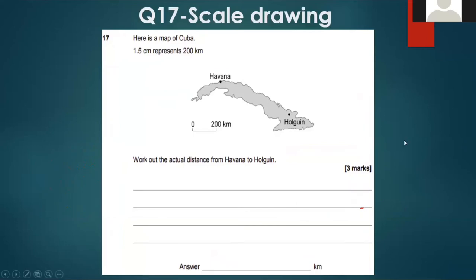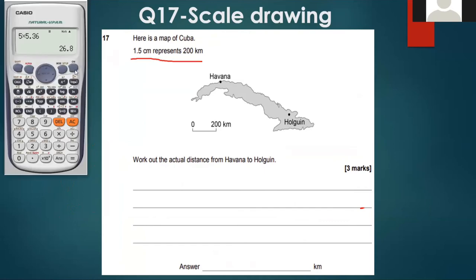Okay, question 17, guys. Here is a map of Cuba. 1.5 centimeters represents 200 kilometers. So we are given what we call a ratio: 1.5 equals 200 kilometers. Work out the actual distance from Havana to Holguin.